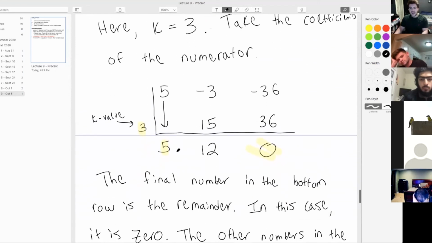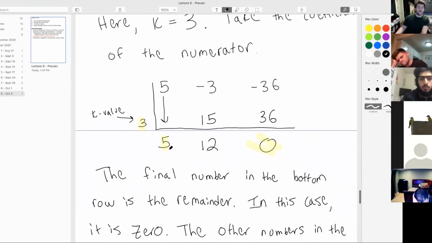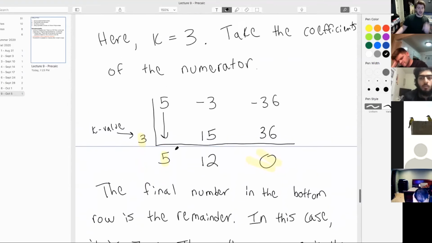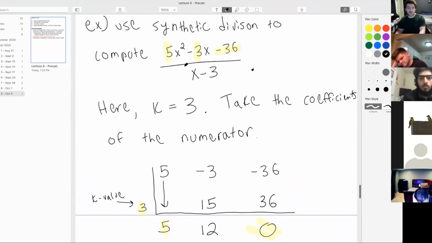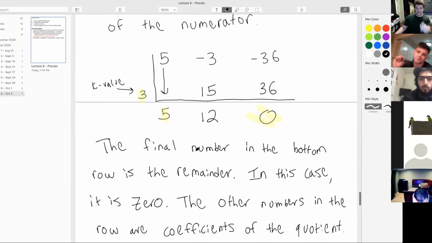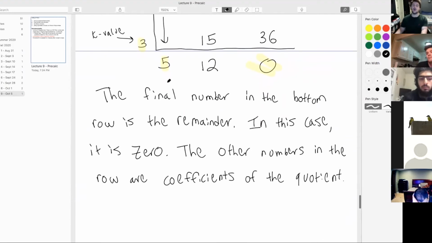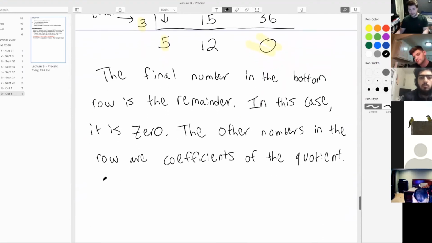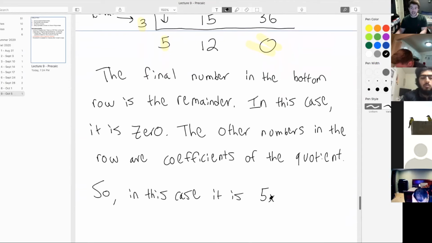So what is 5 the coefficient of? Is it the coefficient of x squared? Well, just look, our numerator was 5x squared minus 3x minus 36. Your quotient will be 1 degree lower. It will be a polynomial of degree 1 in this case. So the 5 is actually a coefficient of x. So in this case, it is 5x, that's your highest degree.